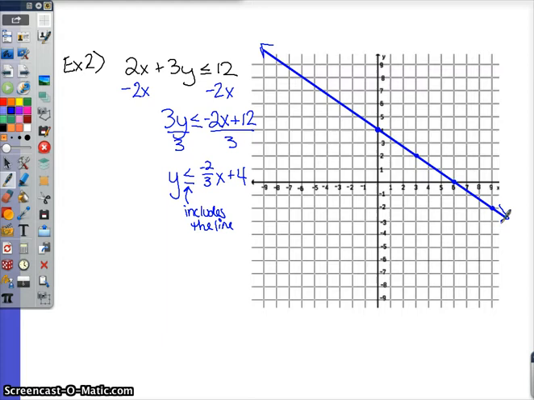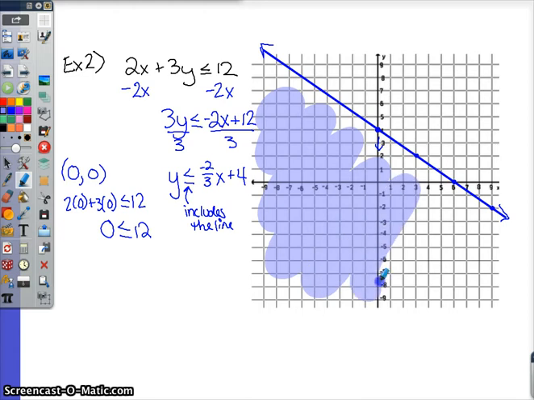And now we just need to determine our shading. You can shade, again, by plugging in a point and seeing if it works. I like to plug in 0, 0 because it makes the math easiest. You can also think about it as, okay, well, y is less than or equal to this, right? So since y is isolated, if I hold my pencil at the y value, where would y be less than 4? Y would be less than 4 this way. So I think I'm probably going to be shading all the way below it. Let's try plugging in 0, 0 and double check. If I plug in 0, 0 into the original inequality, I would have 2 times 0 plus 3 times 0 is less than or equal to 12. That is going to just end up being 0. Is 0 less than or equal to 12? Yes, 0 is less than or equal to 12. So I'm shading on this side of the line, and all of these points are solutions.